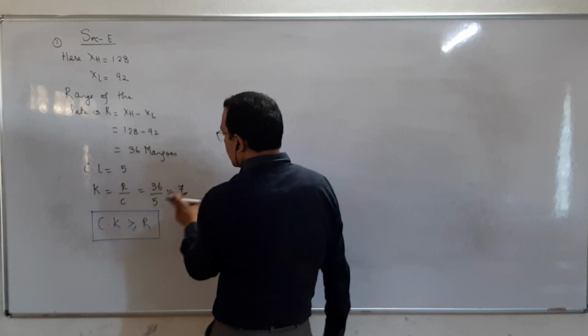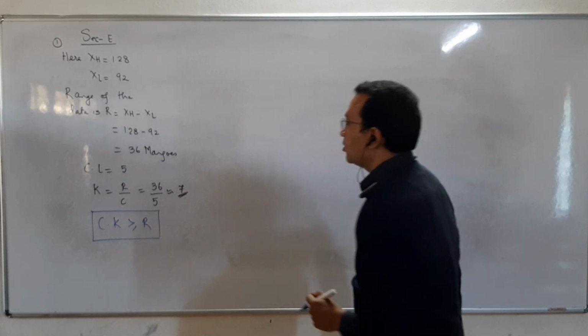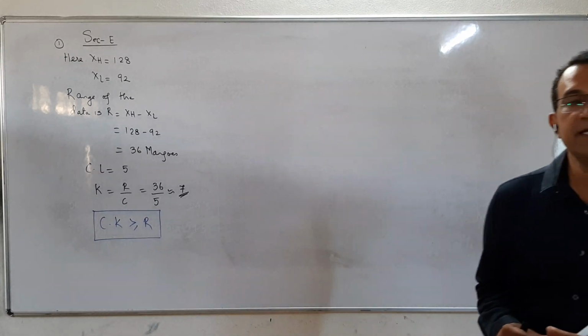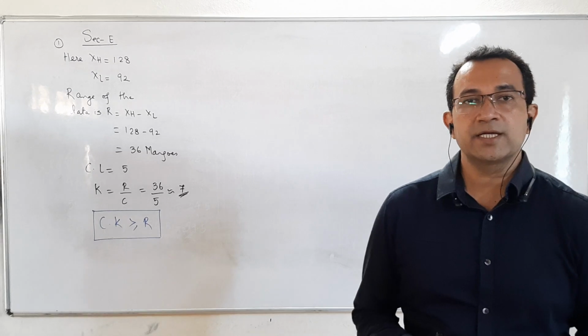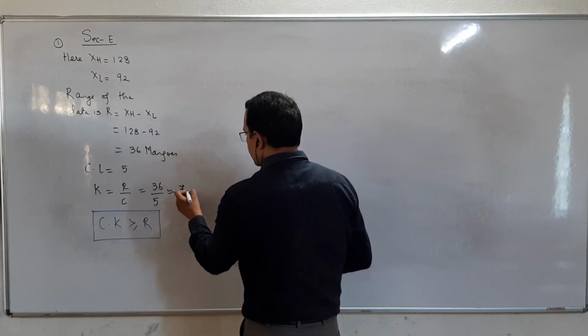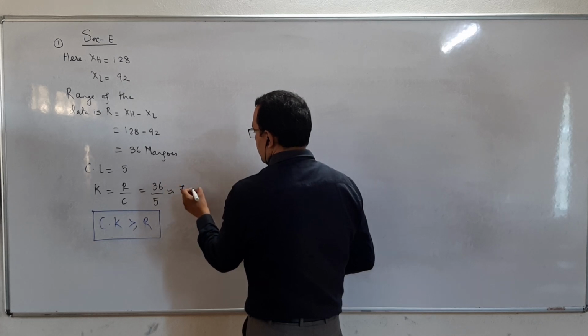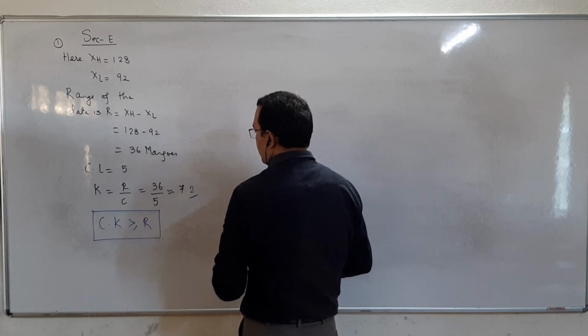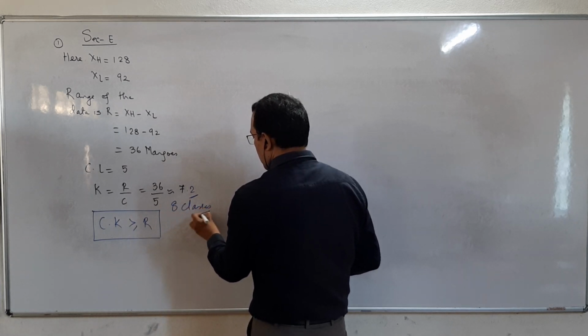If I take 7 classes, 7 into 5 is 35. 35 is not greater than or equal to R. That is why the number of classes which I am going to take is 8. This is approximately 7 point something: 7 5s are 35, correct? So what will remain? 1 and 0. So approximately this is 7.2. So we will go for 8 classes.